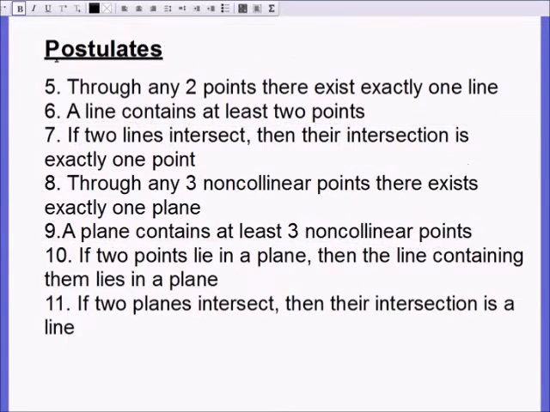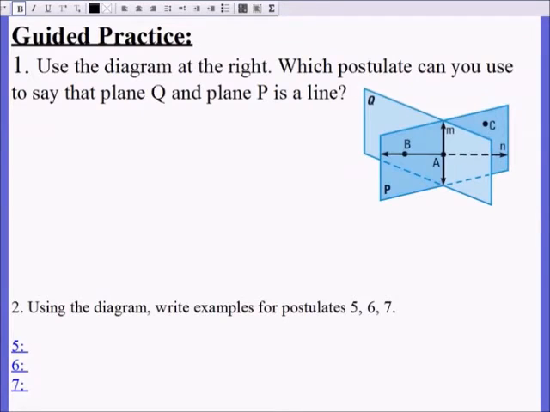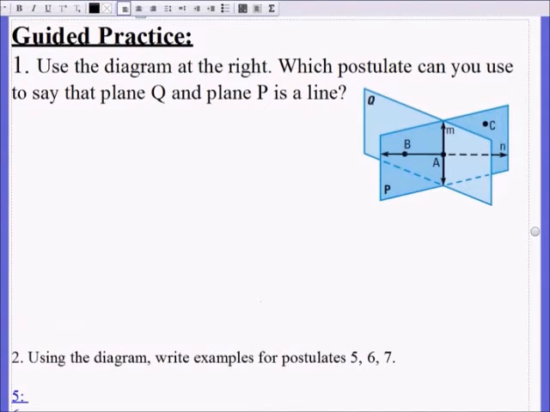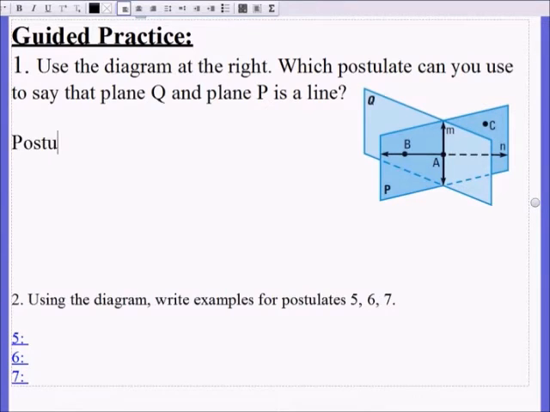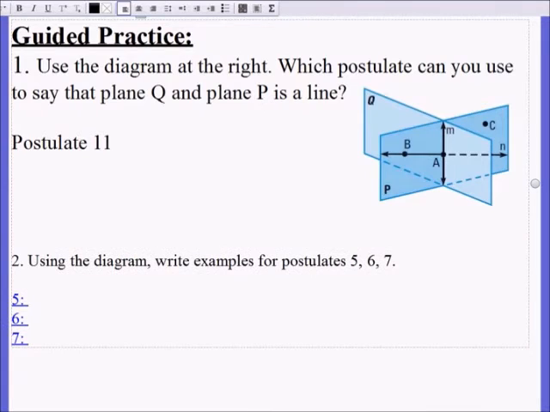So we need two planes. Here, two planes intersect, and it's talking about a line. We must be talking about postulate 11. So a good answer here would have been postulate 11. Because as we look at plane Q and plane P, here's our intersection right here, line M. So we must be talking about postulate 11.